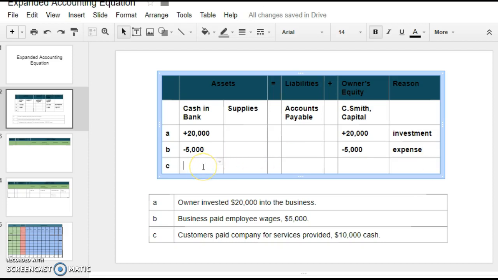C, customers paid the company for services provided. So you provided a service and your customers paid you. If you provided a service, you generated revenue, so that's going to make the capital go up. Why did you affect the capital? This transaction was a revenue.